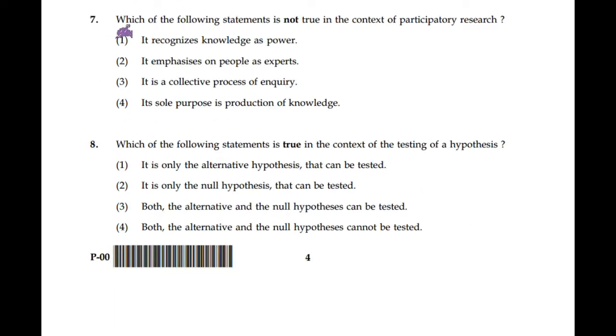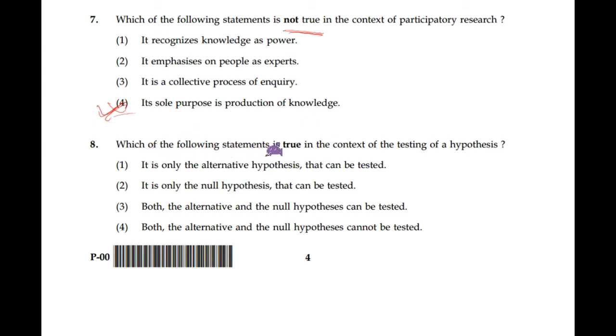Now question number 7. Which of the following statements is not true in the context of participatory research? It recognizes knowledge as power. It emphasizes on people as experts. It is a collective process of inquiry. Its sole purpose is production of knowledge. So it's talking about not true. So fourth one is not true. So our correct option is fourth one.